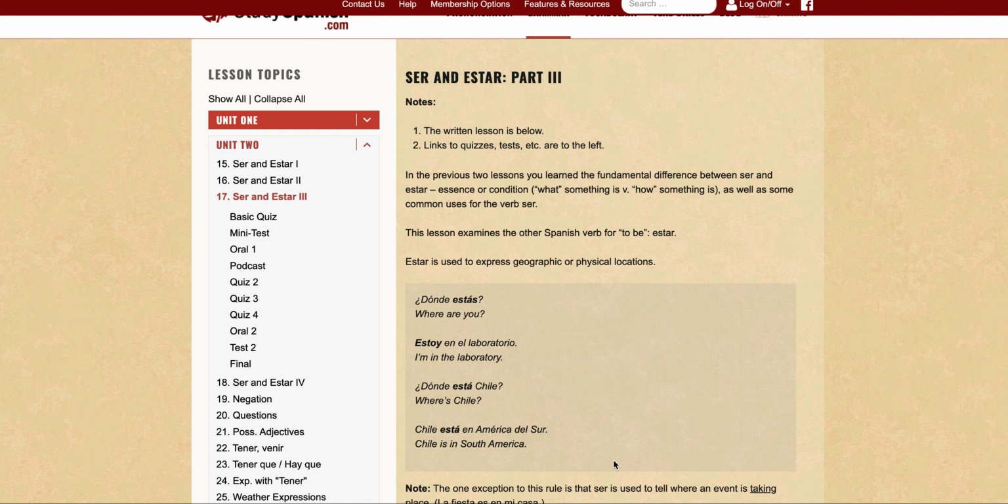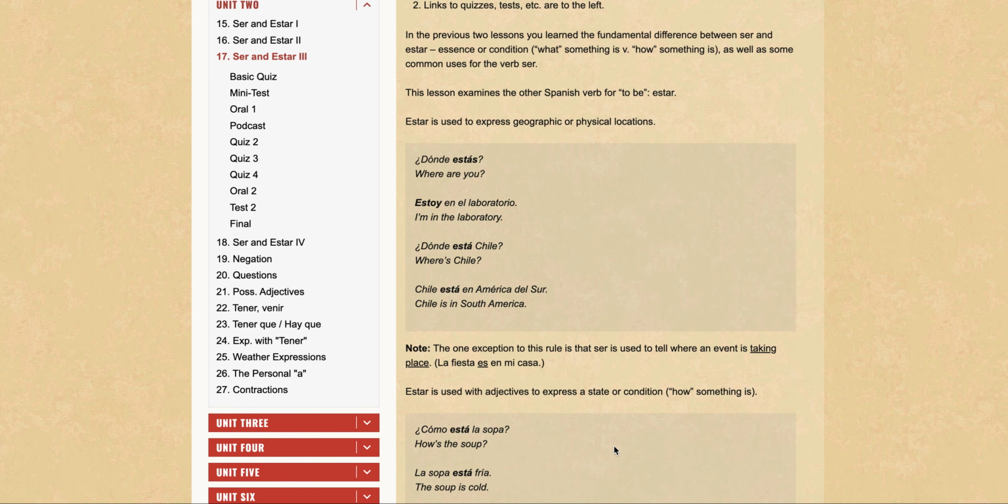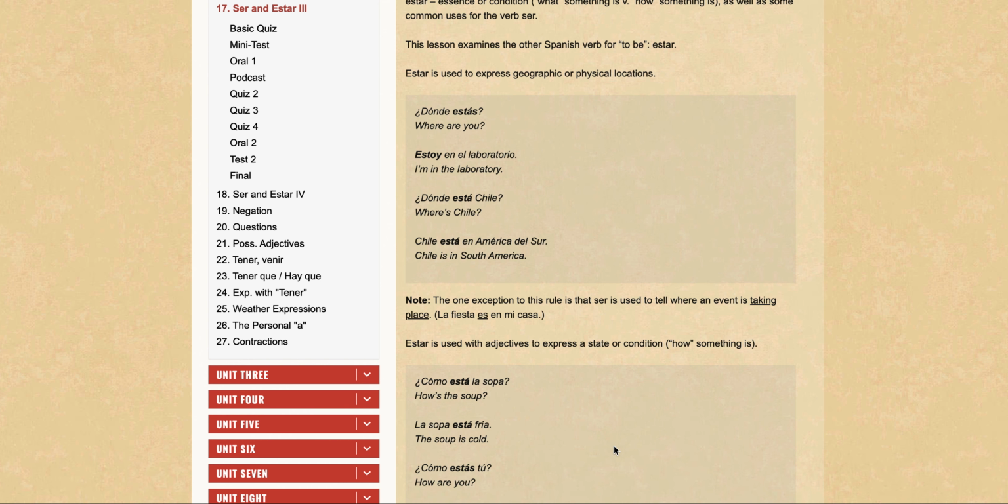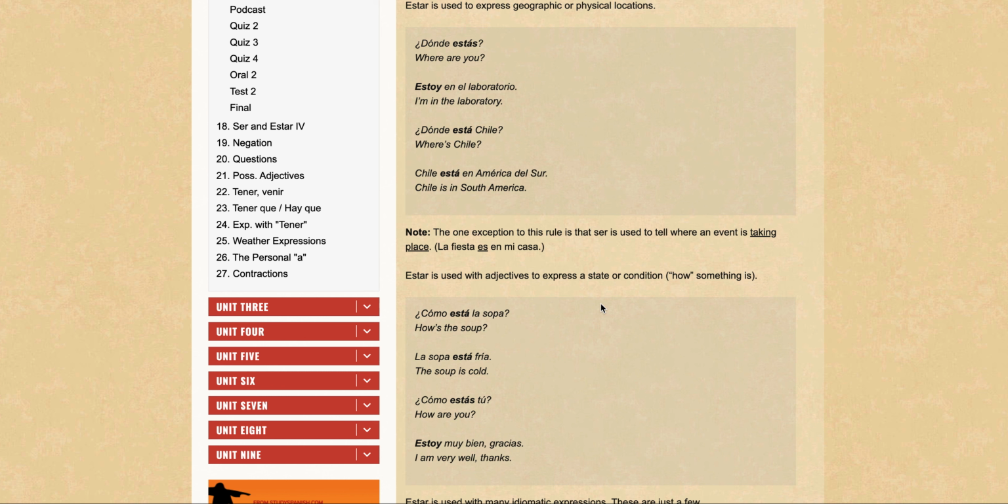This is section 17, and in the last video we were looking at one of the ways where estar can be used, which is to express geographic or physical location, like ¿dónde estás?, where are you. But there is an exception to that rule: ser is used to tell where an event is taking place. And notice that event is important and where it's taking place. So, la fiesta es en mi casa.